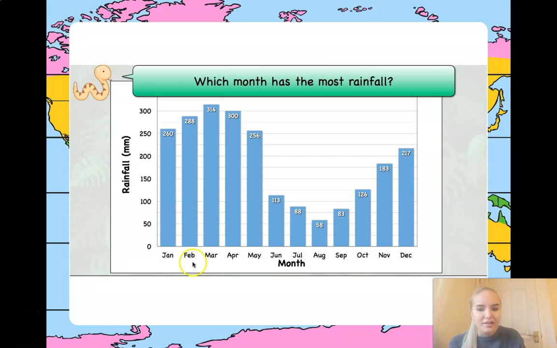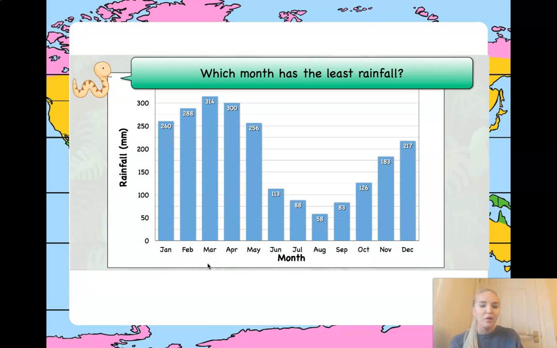Okay, so we can see here that the most rainfall is about 314 millimetres. That is my longest bar, so we can work down and see that this month is March. So March has the most rainfall. If we wanted to find out which months have the least rainfall, what does that word least mean? Yeah, it means a little amount of rainfall. So pause the video and have a think. Which month has the least rainfall?